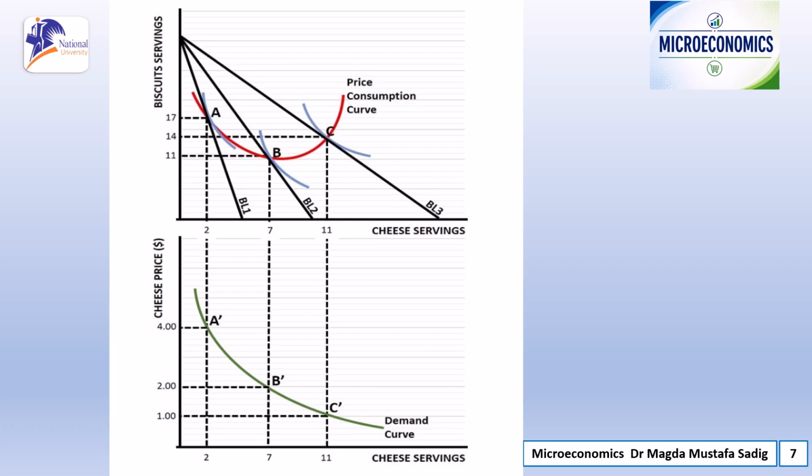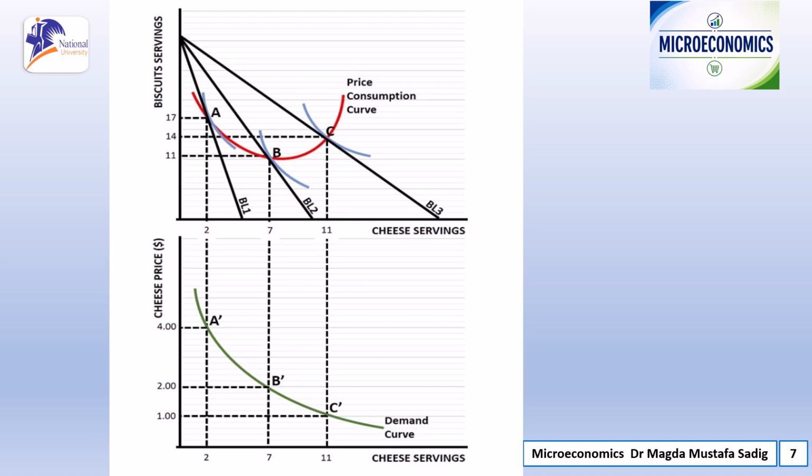Then we have budget line 3, and the budget line is rotating from budget line 2 because of the lower prices of cheese. And we have a new tangency point at point C. Then we connect the 3 tangency points, and we get the price consumption curve. This proves that the demand curve is not drawn randomly. It is derived directly from the consumer's equilibrium choices.